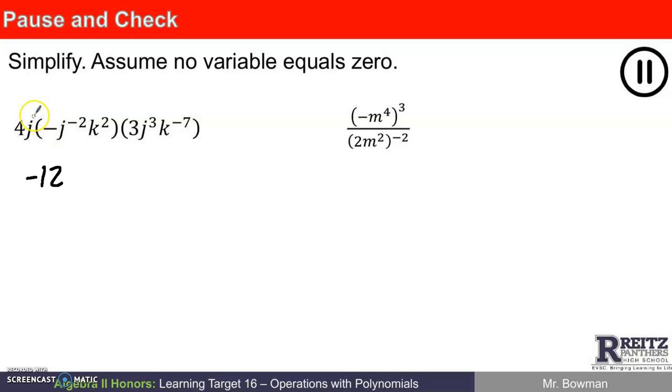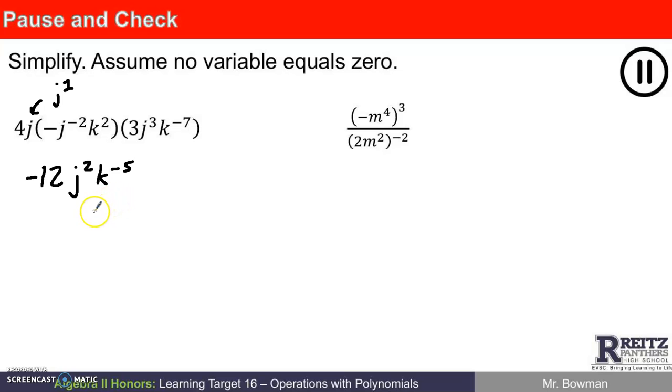You know, j here is really j to the first, isn't it? And if it helps you to rewrite it that way, then I would say go for it. So if I multiply my j's, I've got j to the first times j to the negative second times j to the third. And my rule is to add all of those exponents. 1 plus 3 is 4, 4 plus a negative 2 is 2, that's j squared. And for the k's, I've got k squared times k to the negative seventh. That would be k to the negative fifth.